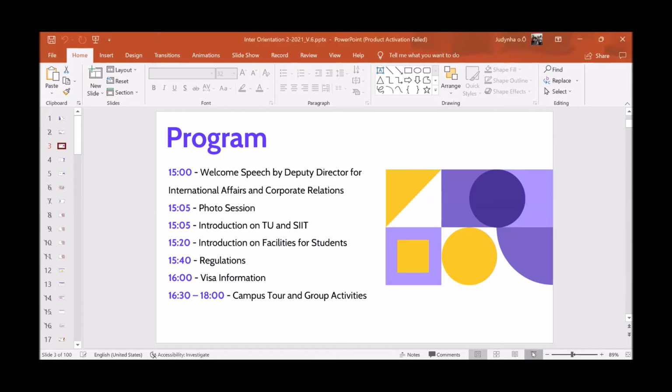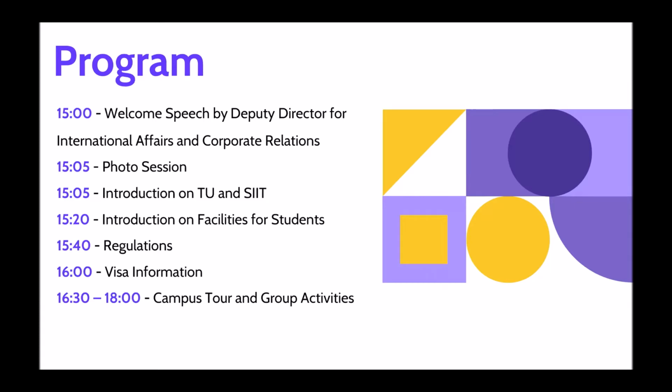All right, before we start the session, I would like to introduce today's program. We're going to start with the welcome speech by our Deputy Director for International Affairs and Corporate Relations. And then we're going to have a group photo session. And then at around 3:05, we're going to have the introduction about SIIT and Thammasat University, followed by the introduction about the faculties for students. And of course, we're going to talk about the regulations for students. And the last topic is about the visa information. So we hope that we can finish the orientation session around 4:30.